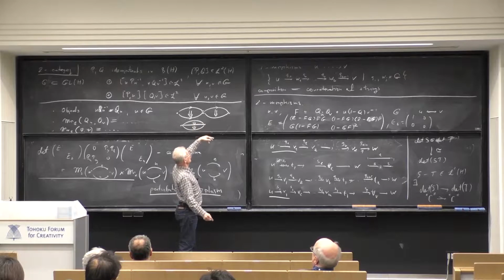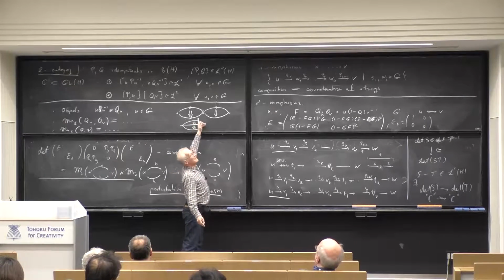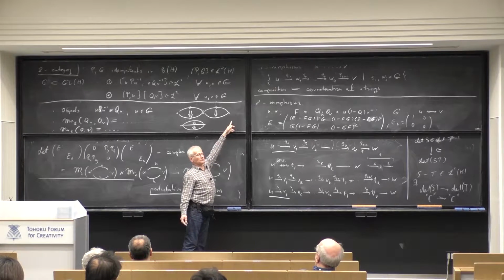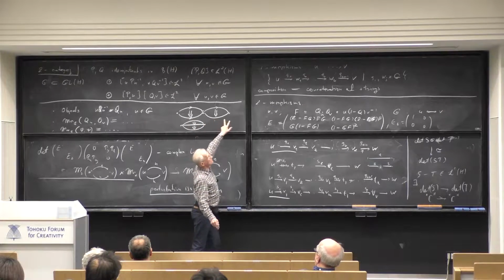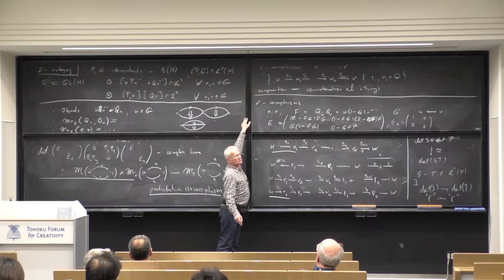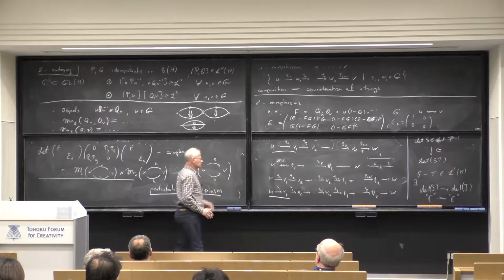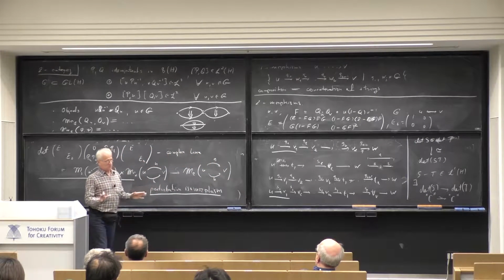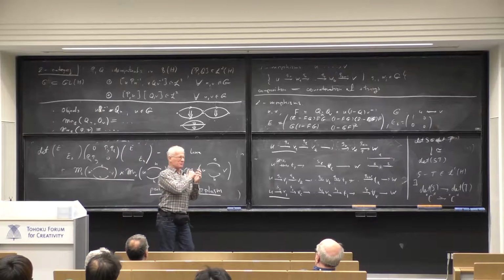Horizontal composition is stupid. You just tensor the lines. Tensor this line with this line, and so on. And it does produce a two-category. Point number 1.